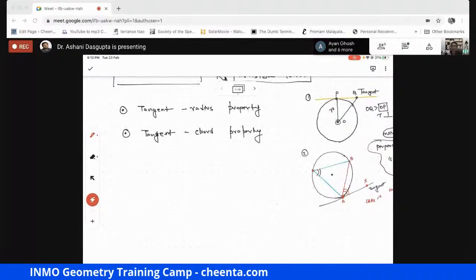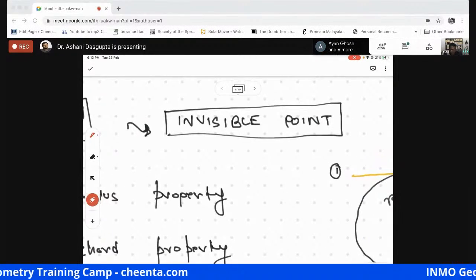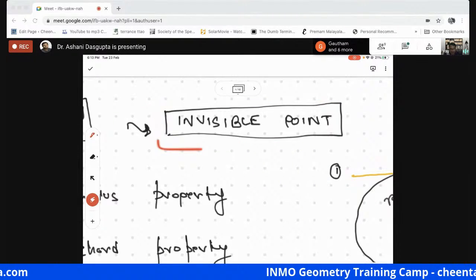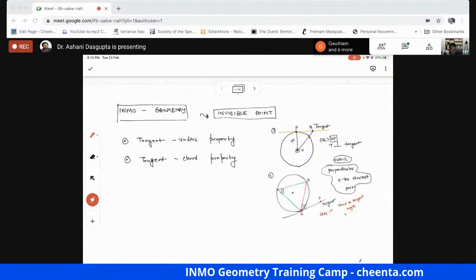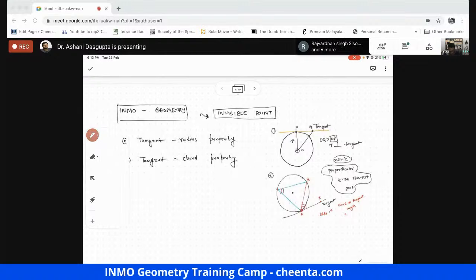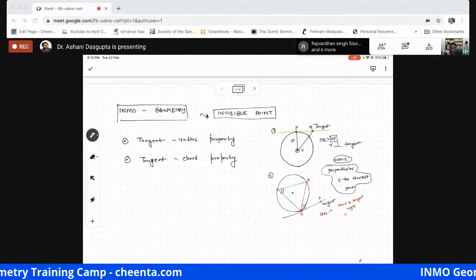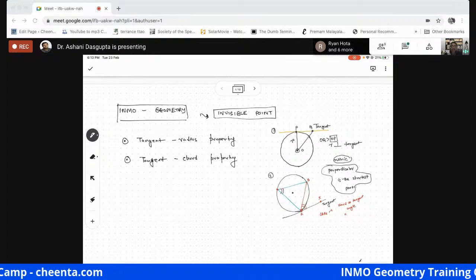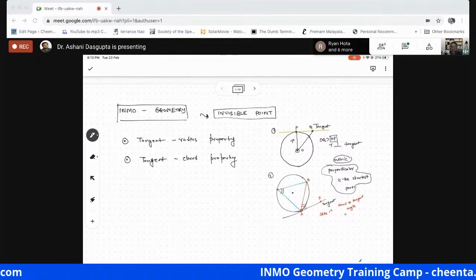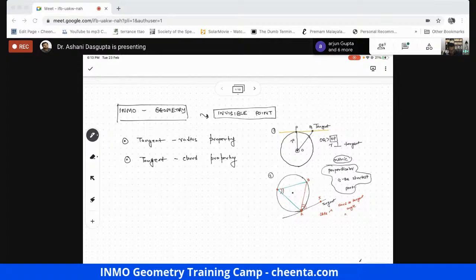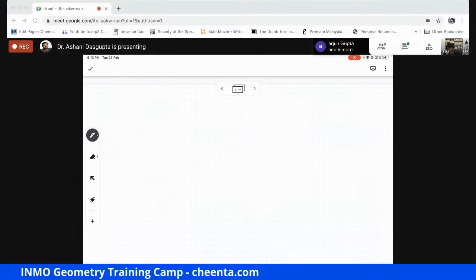And let's talk about the invisible point property that we can use with these two theorems. So here is a problem. Suppose we have a triangle, any triangle, not necessarily right angled. In fact, let's go to a new board. So here is a problem.